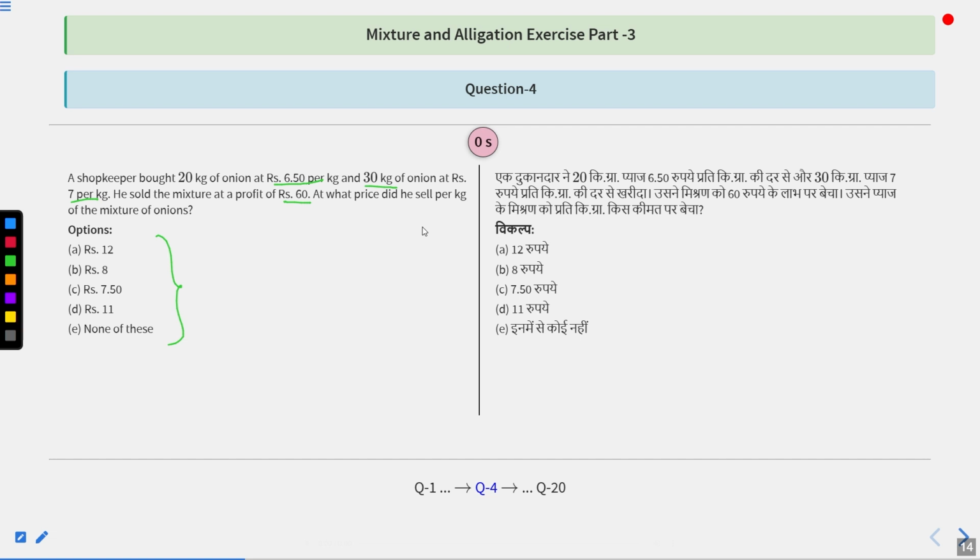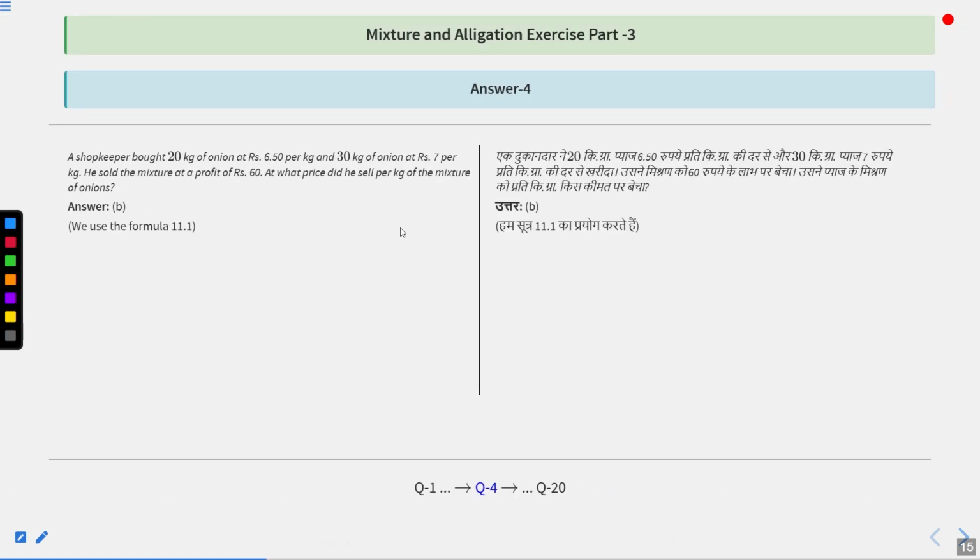Now time's up. Let's see the solution. We are going to use formula 11.1. Now the prices of the cheaper and costlier onion are 6.5 and 7. So we can let the average cost price be X. Clear? And the ratio is given because 20 kg and 30 kg are given in the question.